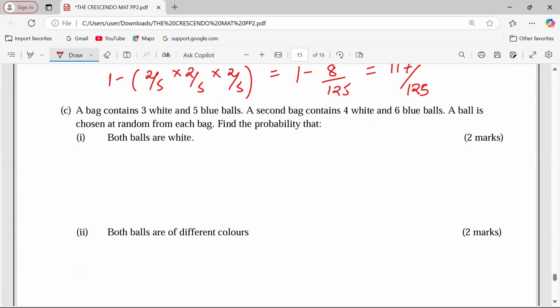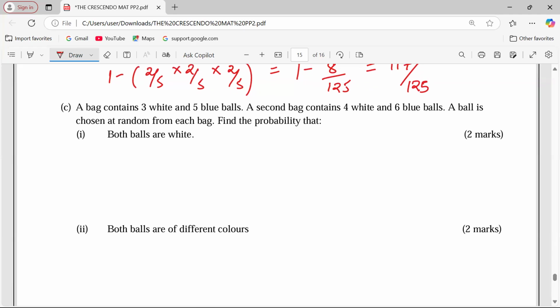Now we have a different question here, which is our part C. A bag contains 3 white and 5 blue balls. A second bag contains 4 white and 6 blue balls. A ball is chosen at random from each bag. Find the probability that both balls are white. Both balls are white. Then again, find the probability that both balls are of different colors.